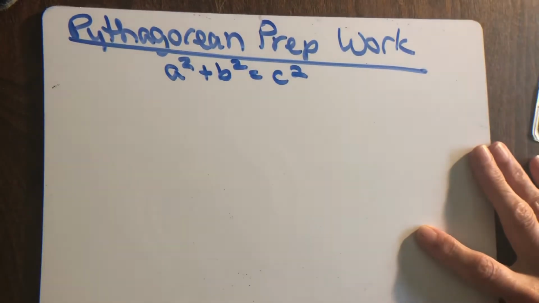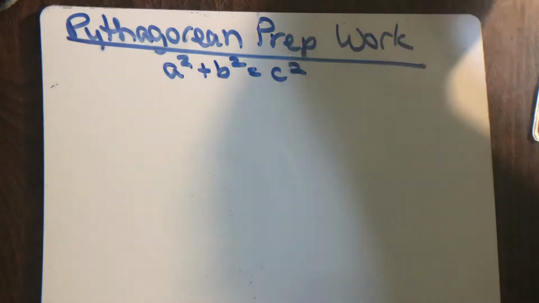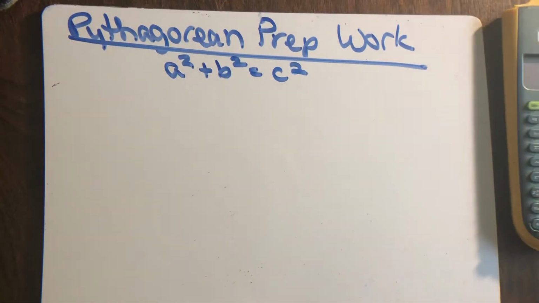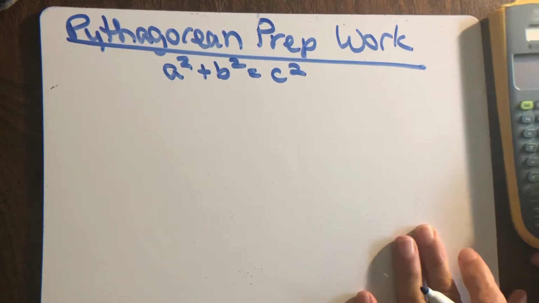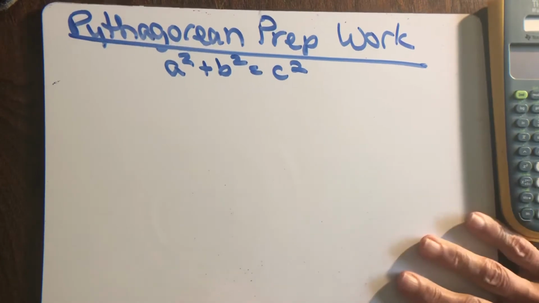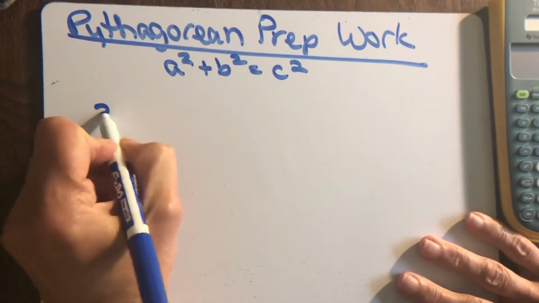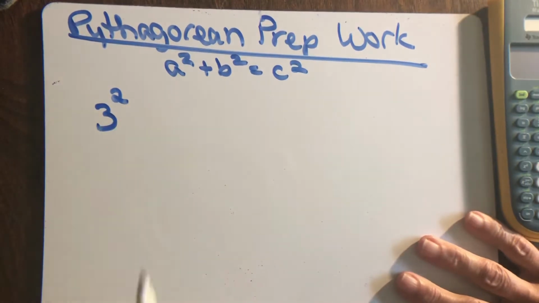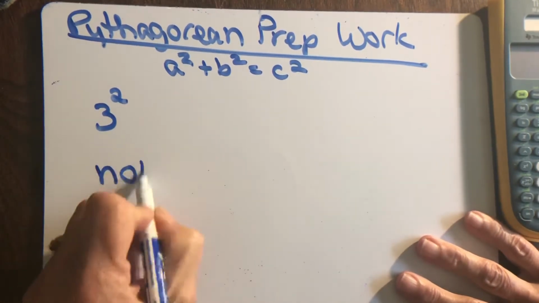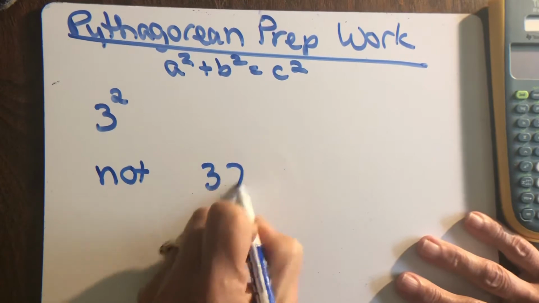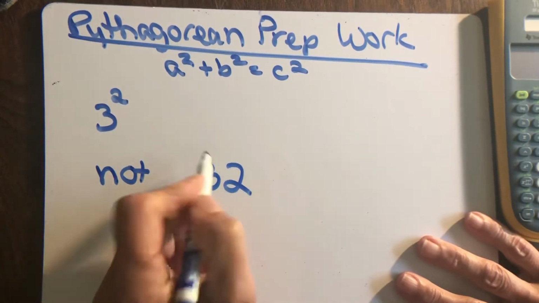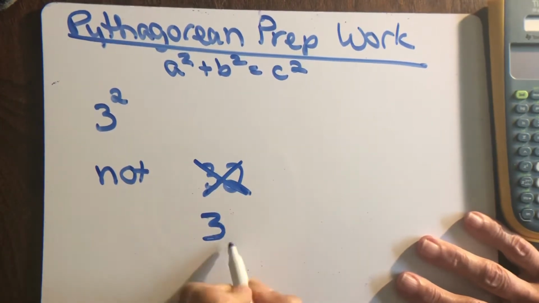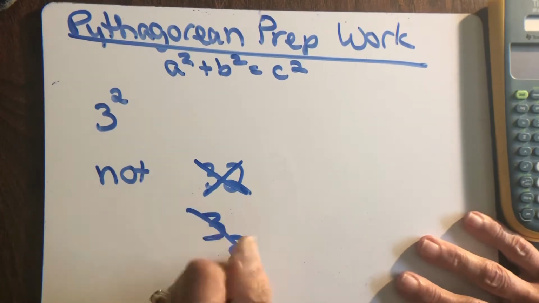Okay, get your notebook out and your pencil out. You'll need a calculator. And I want to show you a few things before we get into working some problems. So write this down. So you have 3 squared. Now pay attention to how I've written that. Watch what I did not do. Did I do this? No, I did not do that. Okay, did I do this? No, I did not do that.